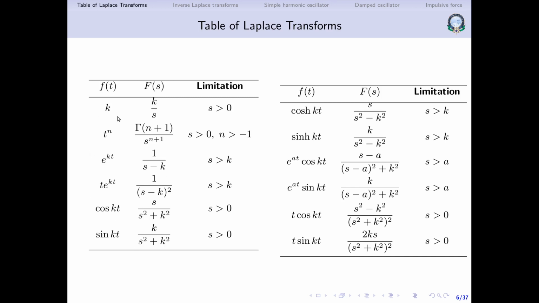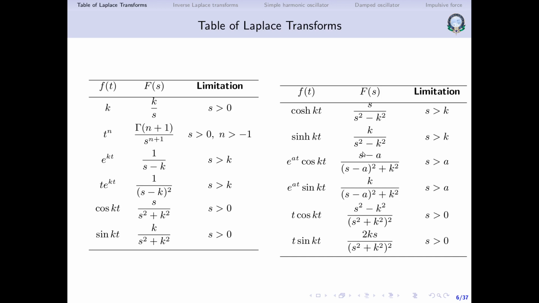Whatever is in the second column is basically the Laplace transform of whatever is in the first column. If you recall, if the function is a constant function, that is f of t takes the same constant value k, then its Laplace transform will be k by s, and this is valid for values of s which are positive. For t to the power n, the Laplace transform can be written in terms of the gamma function, and so on. So we have different expressions for the Laplace transforms of these common functions.